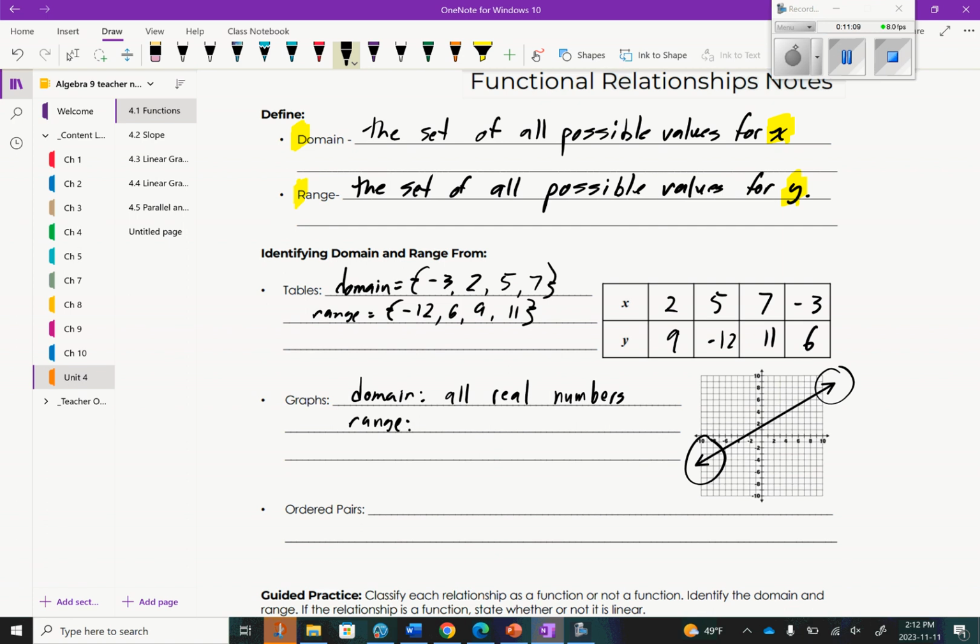As far as the range, you're going to look at how far up or down the graph goes. Again, for a line, it's all real numbers. We'll come back to this later when we start looking at different kinds of curves, because the range is going to change.